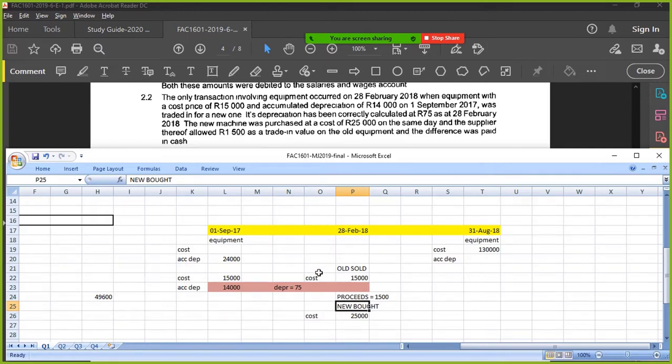Okay, perfect. All right, so now you've got everything. You've got the diagram. Okay, so there's the costs. There's the accumulated at the beginning. They tell you that 75 Rand was the depreciation. So 14 plus 75 gives you that figure. Okay, let's move this down.